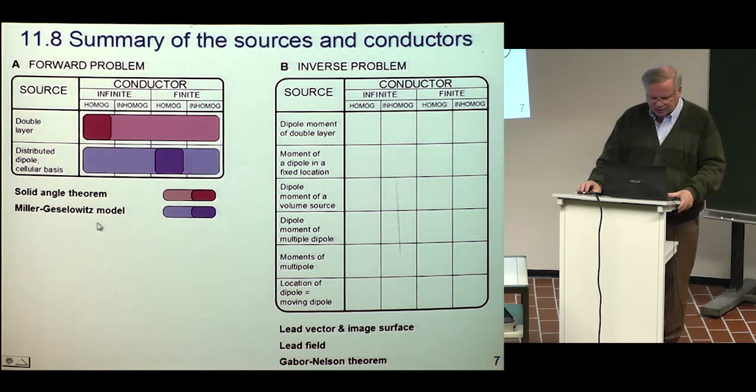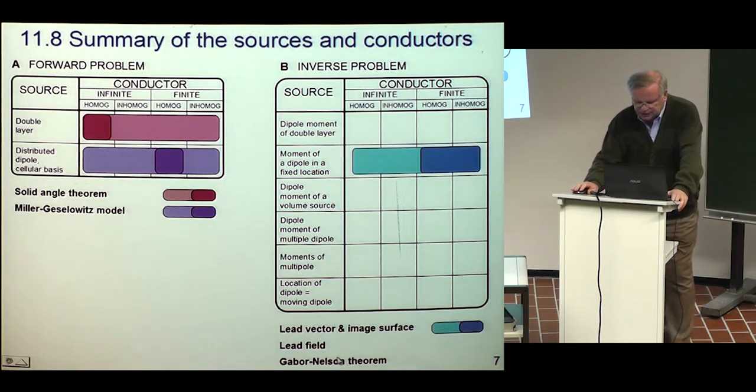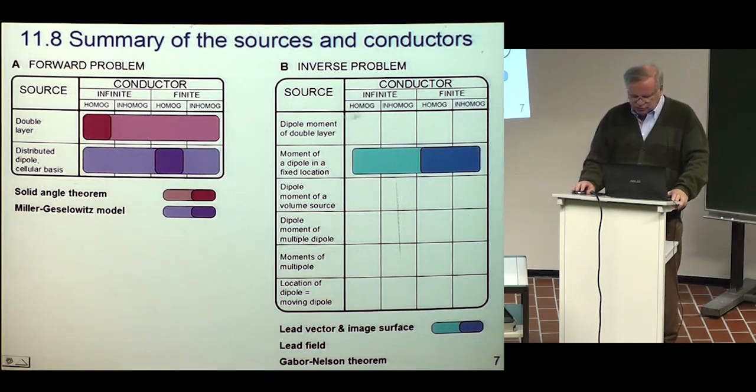I just mentioned that in the Miller-Geselowitz model, the source is a distributed dipole on a cellular basis and the conductor is finite homogeneous, and other conductors may also be used, but I didn't discuss that. In the inverse problem, in solving the source, I taught you the lead vector. Lead vector and image surface have the same preconditions. Source is a moment of a dipole in a fixed location. Note it is in a fixed location. I discussed it with a finite homogeneous or inhomogeneous volume conductor, but the surface is not needed, so it equally well holds with infinite conductors.